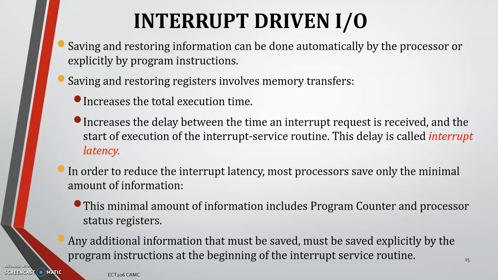Interrupt latency means the time between when an interrupt occurs and when we start the interrupt service routine. So to reduce the interrupt latency, some processors store only the minimal amount of information. The minimal amount includes the current program counter value and the processor status register. If we need to store additional information, we should specify it explicitly as an instruction at the beginning of the interrupt service routine.